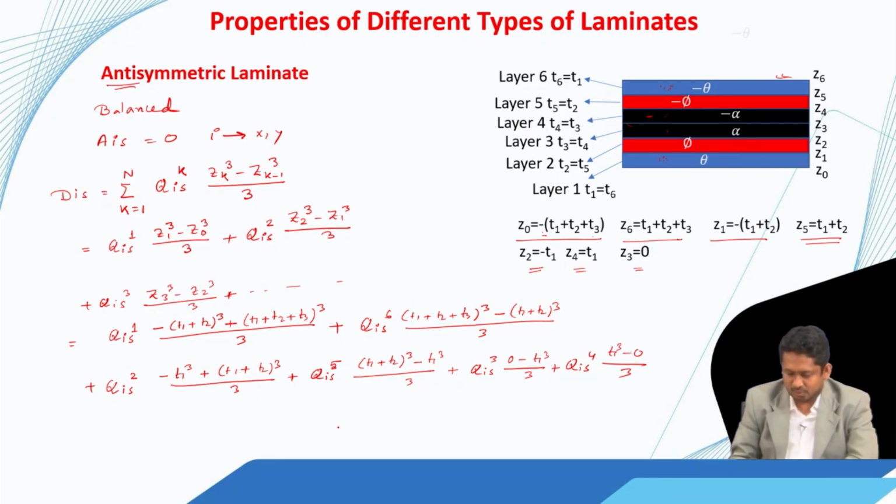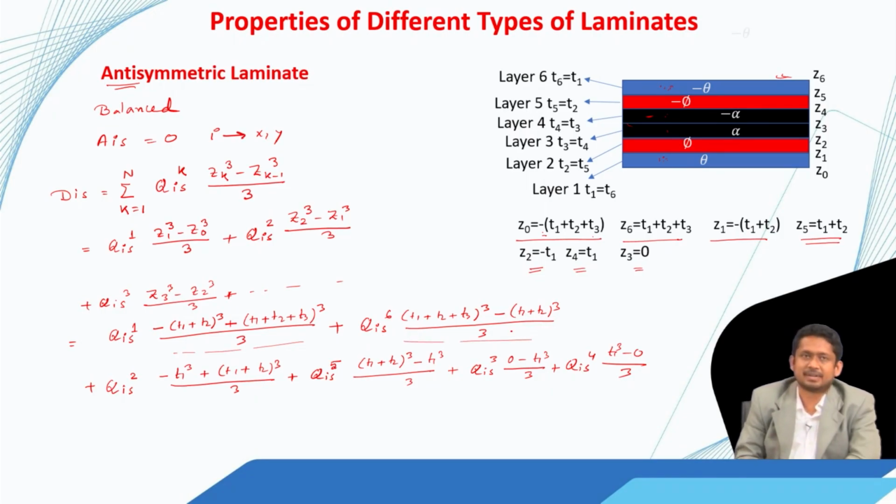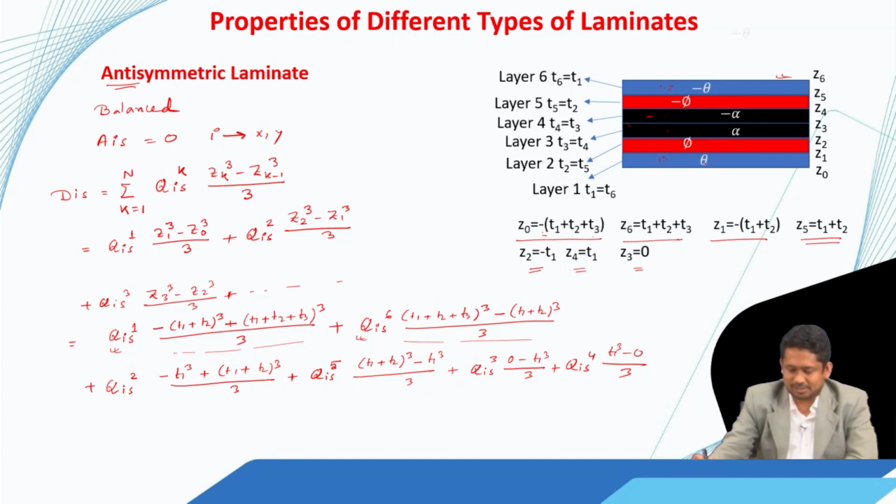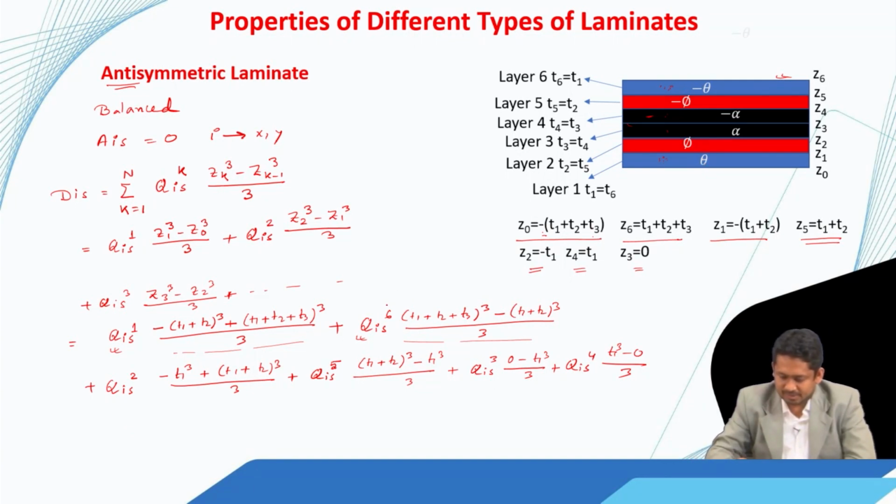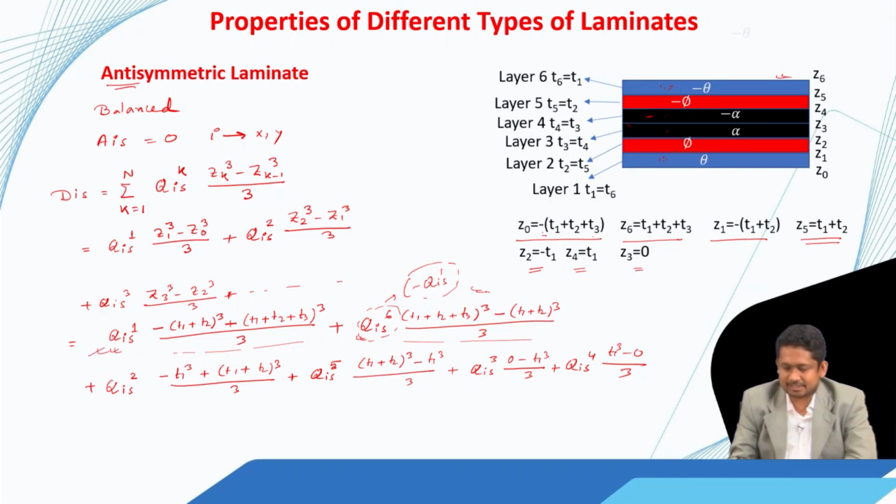Now, if we look here, we see that this term that comes from the thickness, they are same and of same sign, but QIS of 1 and QIS of 6 are opposite of each other, because theta is opposite here. So, this quantity QIS, as we know, is minus of QIS of 1. So, if that is the case, then this and this cancels each other. Similarly, this and this cancels each other, and this cancels each other.